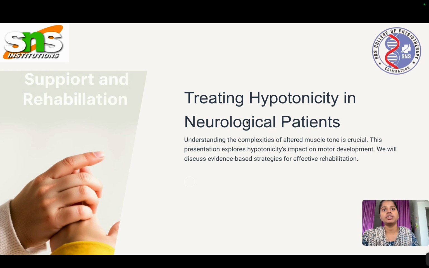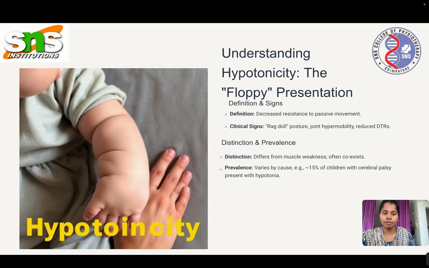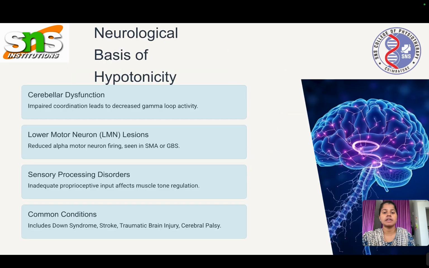Coming to the introduction, hypotonicity refers to decreased resistance to passive movement, and it often presents with what we call a ragdoll posture. Patients may show joint hypermobility and reduced deep tendon reflexes. It is most important to note that hypotonicity is not the same as weakness, though the two may coexist as well. For example, research suggests that 50% of children with cerebral palsy present with hypotonia. This is what I've told before: the ragdoll posture, joint hypermobility, reduced DTR and so on.